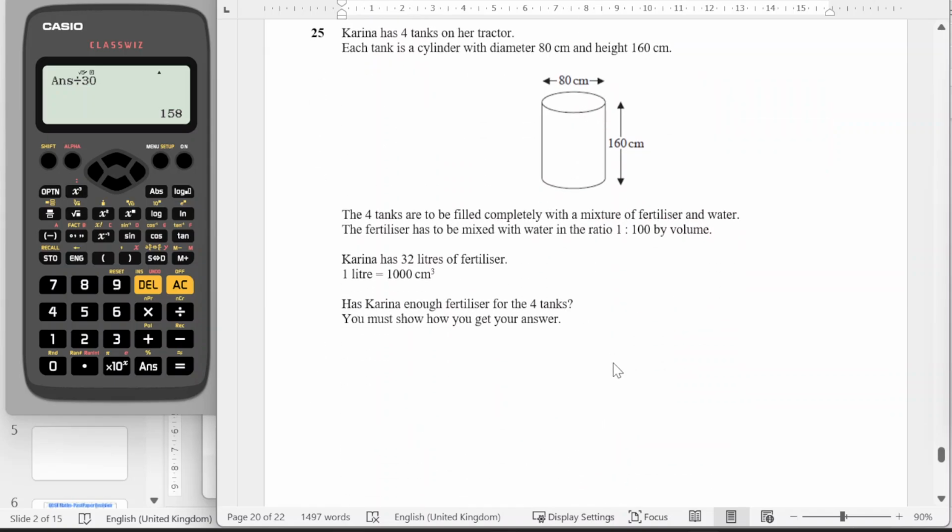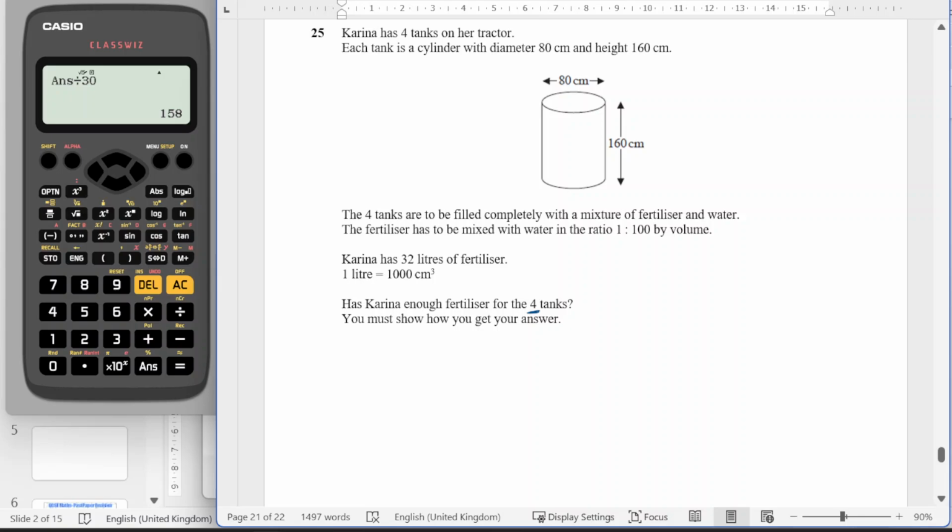Okay, question 25. Karina has 4 tanks on her tractor. Each tank has a cylinder with a diameter of 80 centimeters and a height of 160. The 4 tanks are filled completely with a mixture of fertilizer and water. The fertilizer has to be mixed with the water in a ratio of 1 to 100 by volume. Karina has 32 litres of fertilizer. 1 litre equals 1,000 centimetre cubed. Has Karina enough fertilizer for the 4 tanks?